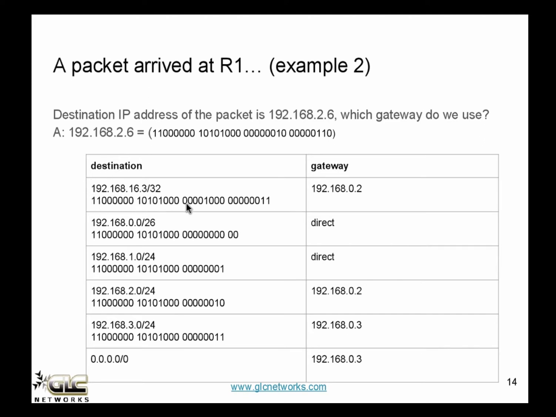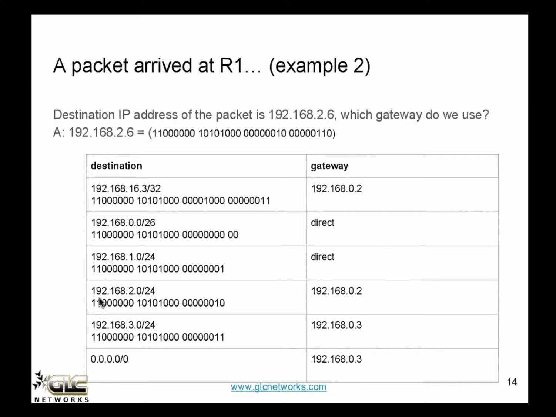Check the first entry, does it match? No, it doesn't match. Let's try the second one. No, it doesn't match. Try the third one here, 192.168.1.0. Oh, it doesn't match either. So entry number 3 is ignored.